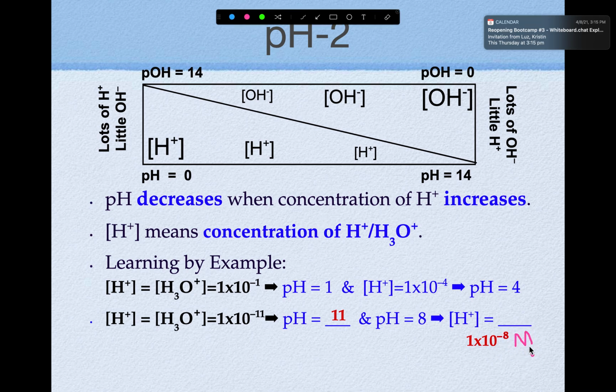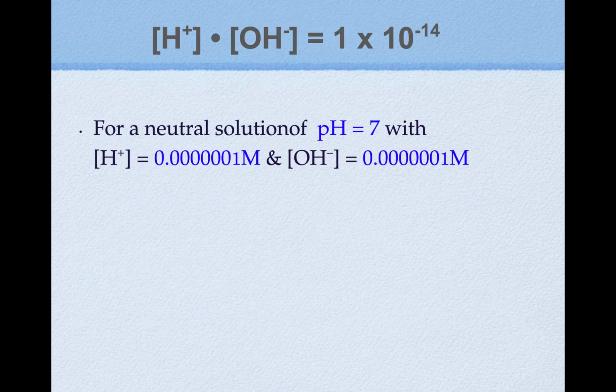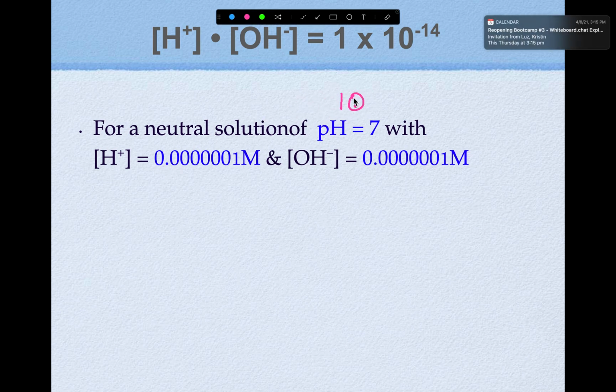So the units would be molar. And finally, a neutral solution has a pH of 7. So remember, that tells me that I have 10 to the -7, or 1 times 10 to the -7, is equal to H+. And we had said that at a neutral solution, the two concentrations are the same. So these two are the same.